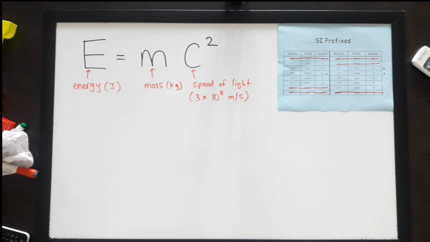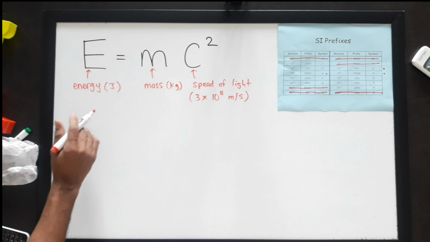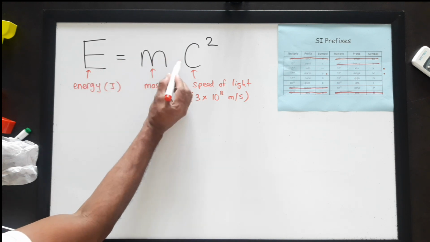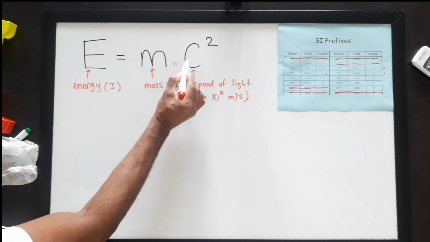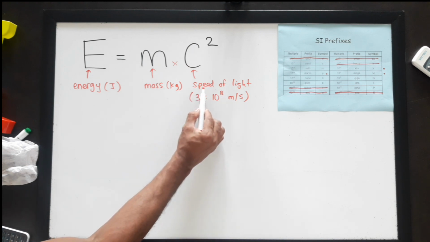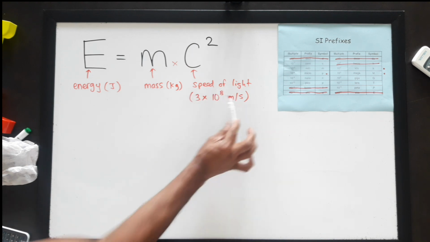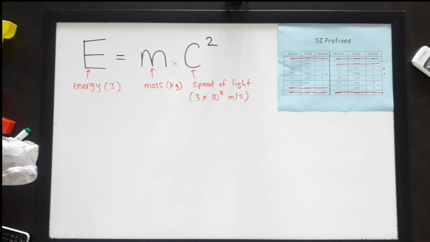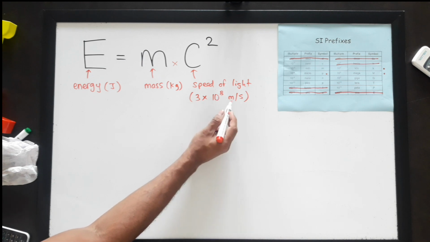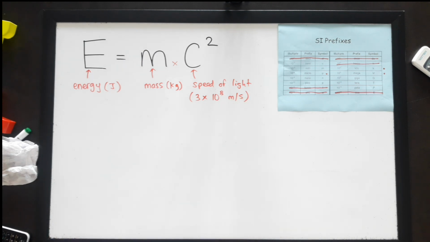Alright, so let's try this example now. Here we have a very famous formula in physics. Energy is equal to mass, in between there's a secret multiply by c squared. In case you don't know what c stands for, c stands for the speed of light, and it's a standard value you need to learn off. The value is 3 multiplied by 10 to the power 8 meters per second. So that's the speed of light in meters per second, not kilometers per hour.